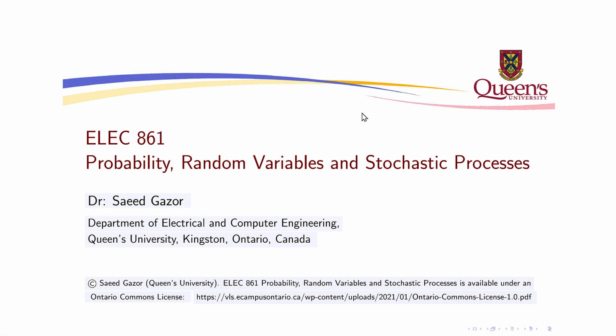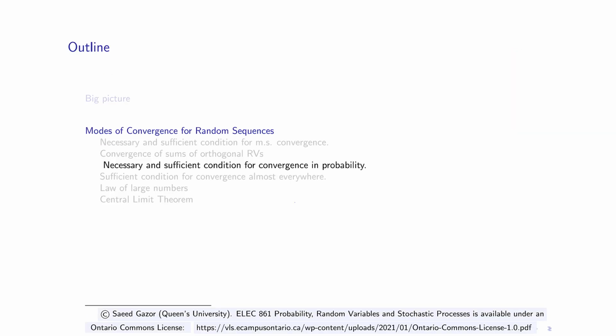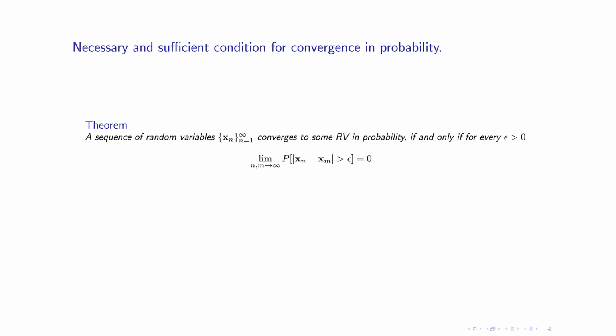In this video, we'll talk about necessary and sufficient condition for convergence in probability. So remember that we say a random sequence Xn converges to a random variable X in probability if the limit of the probability that the distance between Xn minus X is greater than epsilon, when n goes to infinity, becomes 0.